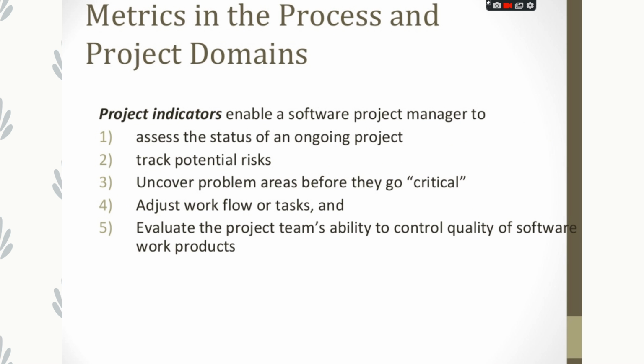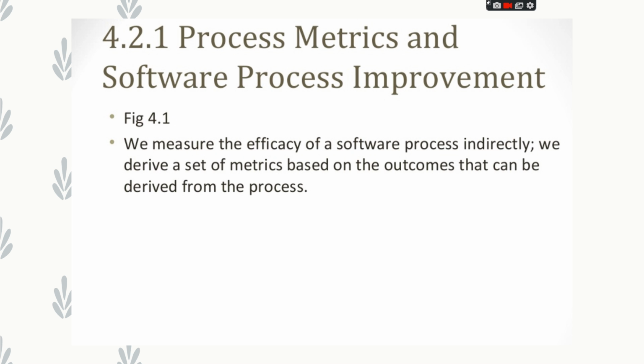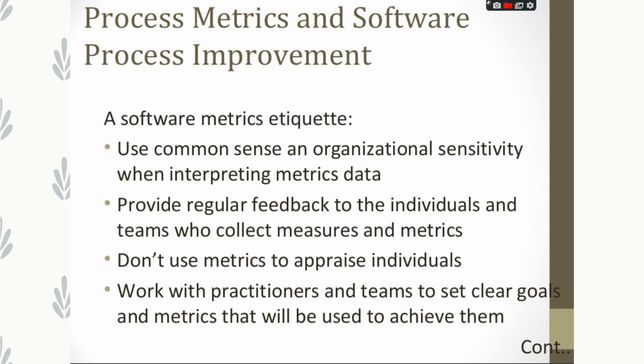Project indicators enable a software project manager to assess the status of an ongoing project, track potential risks, uncover problem areas before they go critical, adjust workflow or tasks, and finally evaluate the project team's ability to control the quality of software work products. We measure the efficiency of a software process indirectly. We derive a set of metrics based on the outcomes that can be derived from the process.